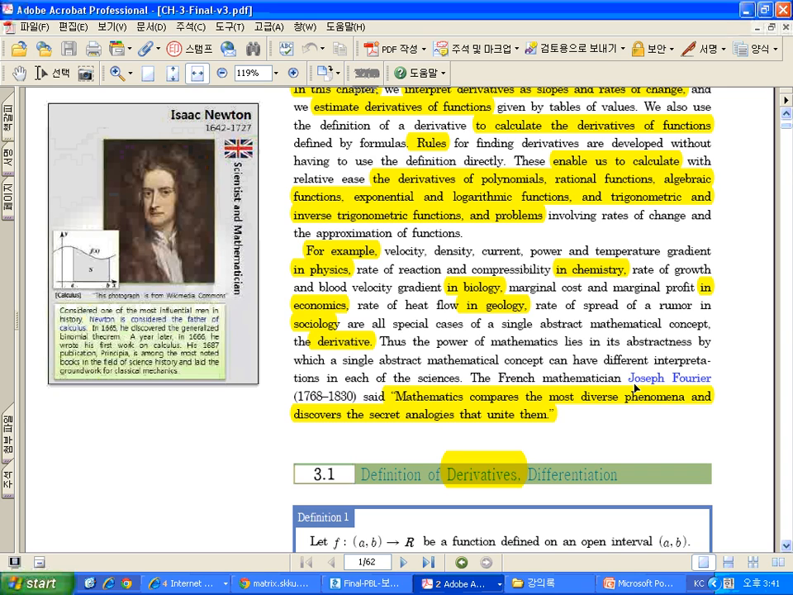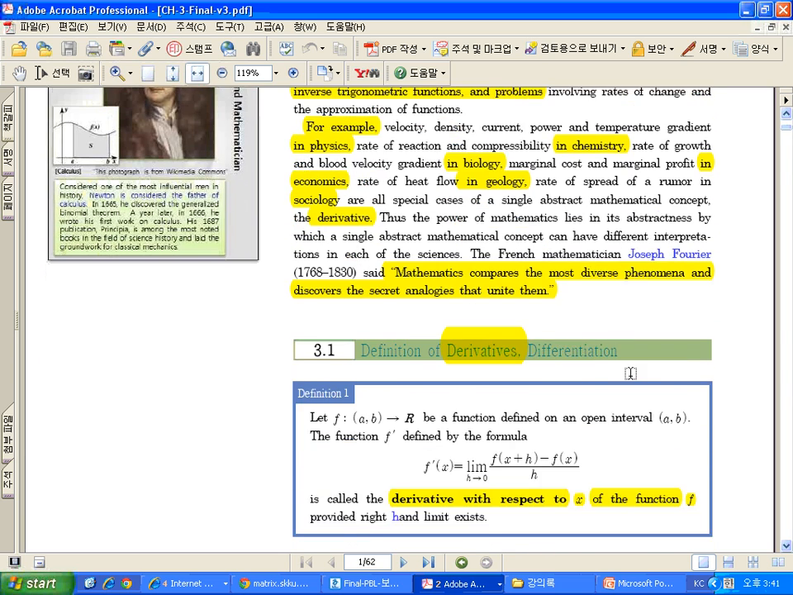The French mathematician Joseph Fourier said that mathematics compares the most diverse phenomena and discovers the secret analogies that unite them. That's what he said to explain what is written there.